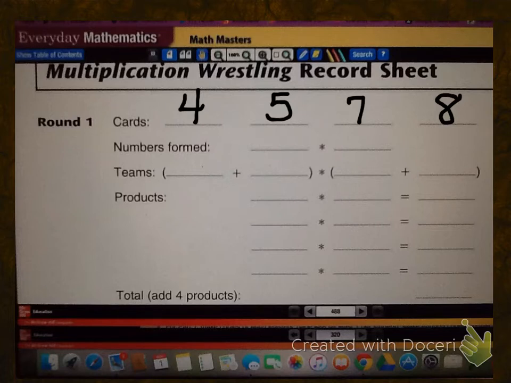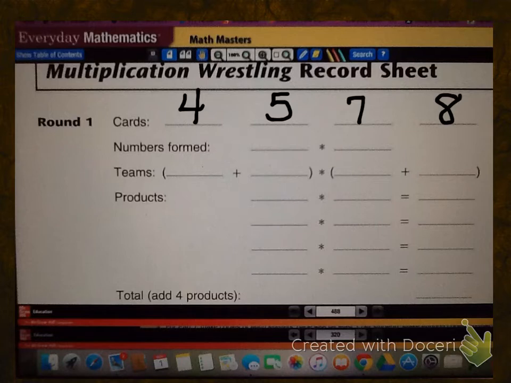So notice what I've done here. This is what our game sheet looks like. You're going to play this with 2 people. Each person is going to draw 4 cards. So the first 4 cards that I have here are 4, 5, 7, and 8, excuse me. And I recorded those on my record sheet.